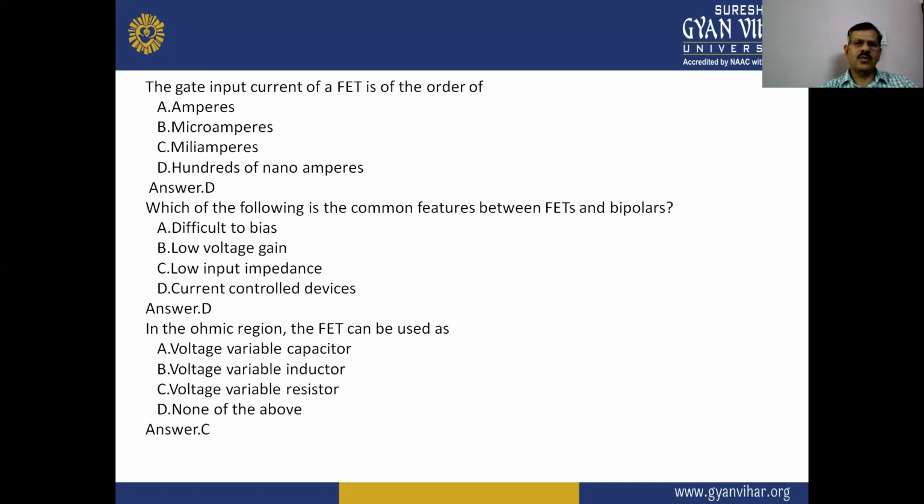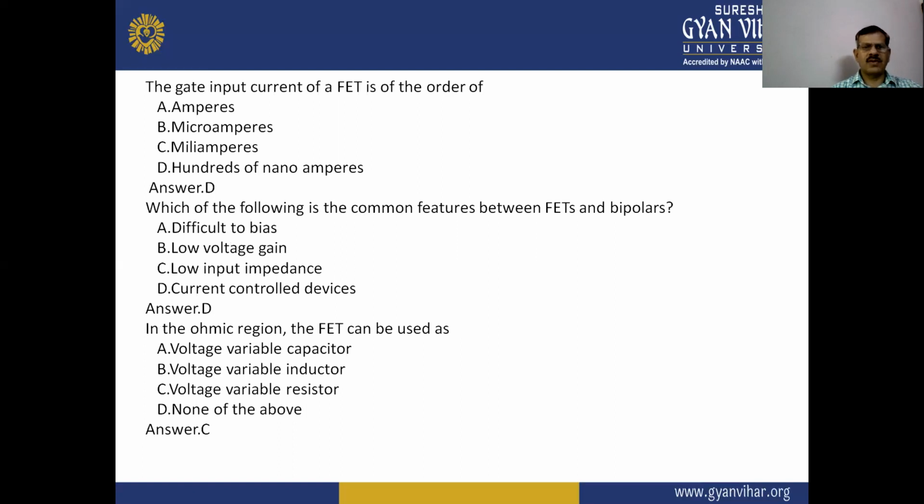Next, the gate input current of an FET is of the order of: option A, amperes, option B, microamperes, option C, milliamperes, option D, hundreds of nanoamperes. So what is the range of the gate input current of a FET? The correct answer is option D, hundreds of nanoamperes. That is a very small amount of current, nanoamperes.